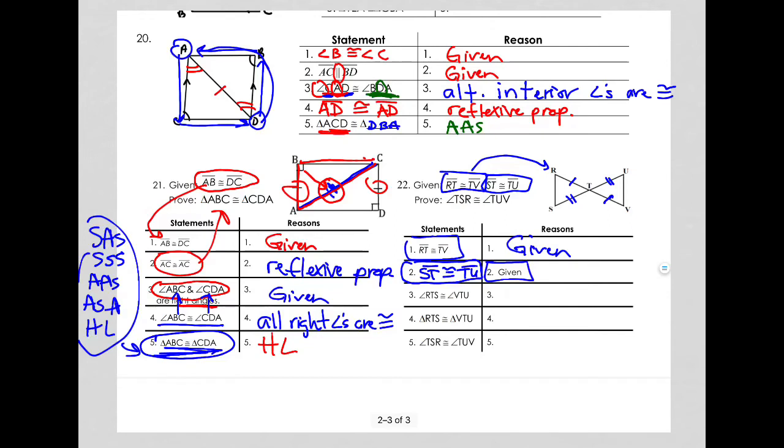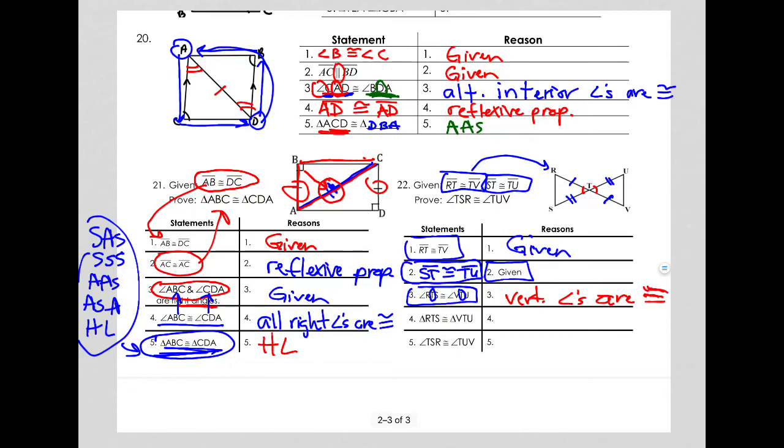Alright, so now the next statement says RTS is congruent to VTU. So first you should notice the T's are both in the middle. So what other angles are there going to be? The ones in the middle, where T is, those are vertical angles. And vertical angles are congruent. It's a terrible congruent symbol, but yeah. So we have vertical angles are congruent.